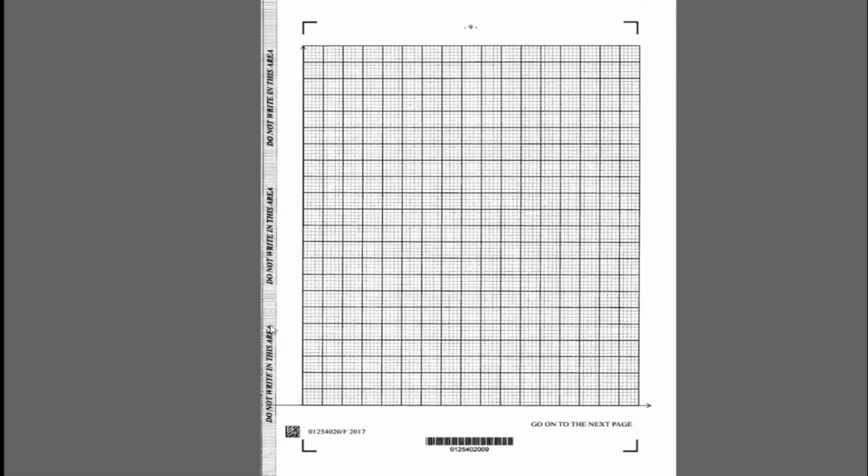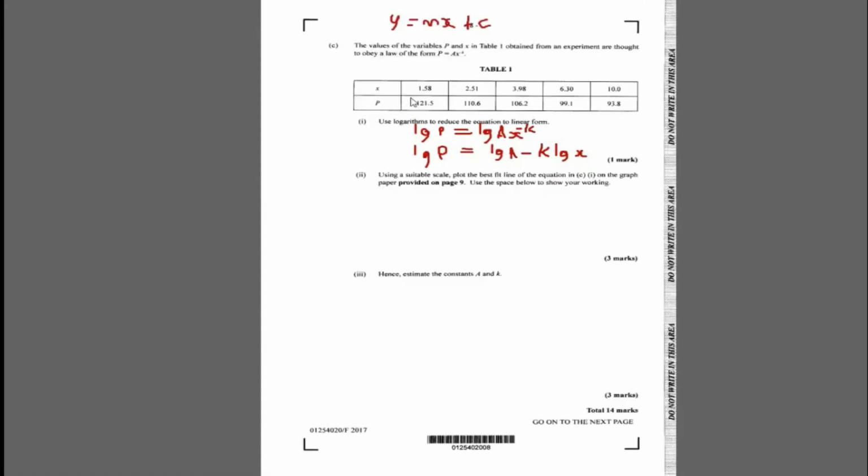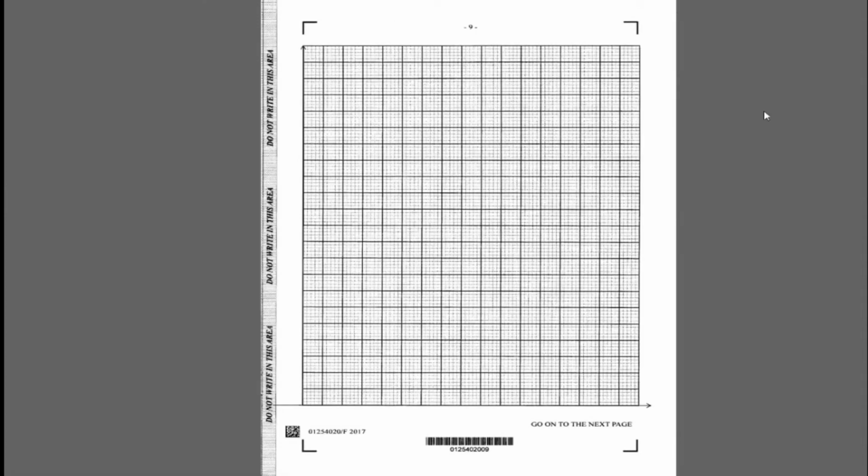And now, of course, this is what we're going to be plotting: log p equal to log a minus k log x. So pretty much the graph that we're plotting is log p versus log x. So on the y-axis is log p, and on the x-axis is log x.